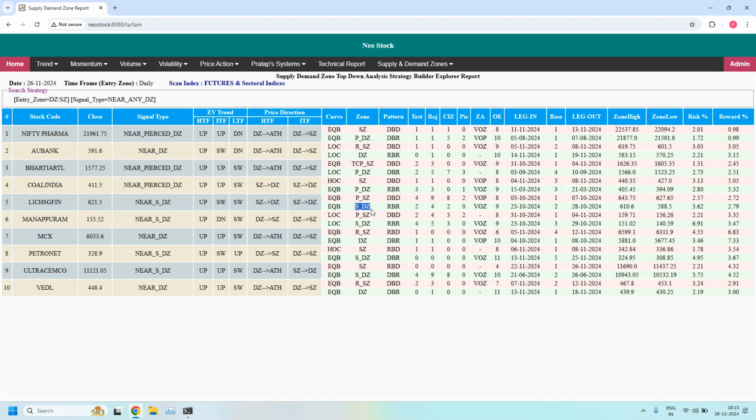LIC Housing Finance is a high liquidity daily demand zone. Manappuram is having a high liquidity daily demand zone. Petronet is having a daily high liquidity demand zone, and UltraTech Cement is having a daily high liquidity demand zone. So total 4 high liquidity daily demand zones are identified from this list.